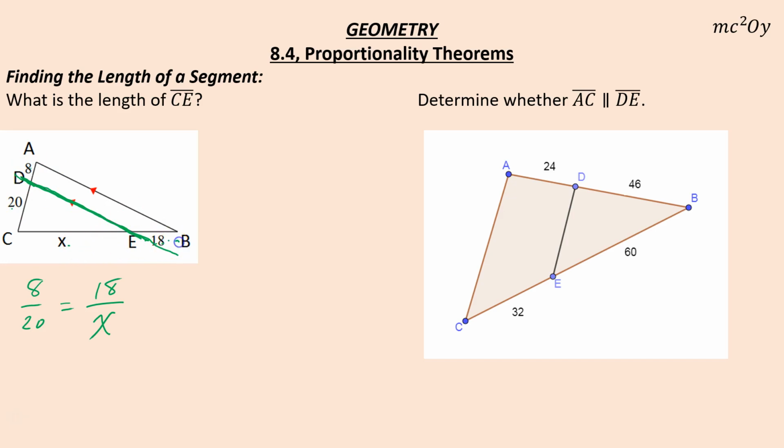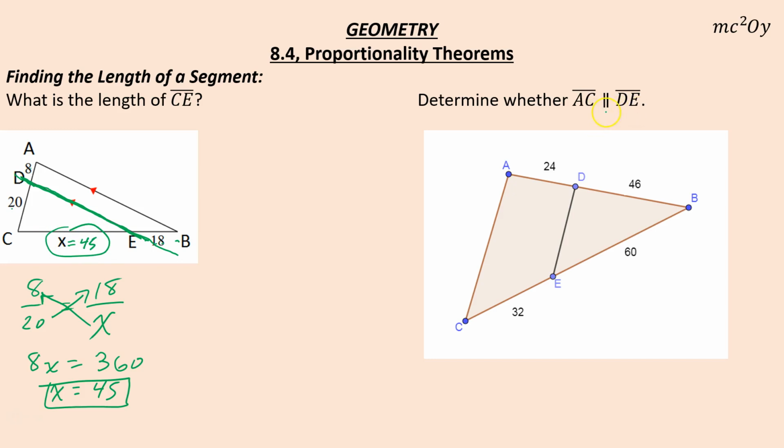Okay? And then we cross multiply. 8 times x, 8x, equals 20 times 18, also known as 360. 360 divided by 8 is 45. So x would have to be 45. So this would be 45. The same is true over here.